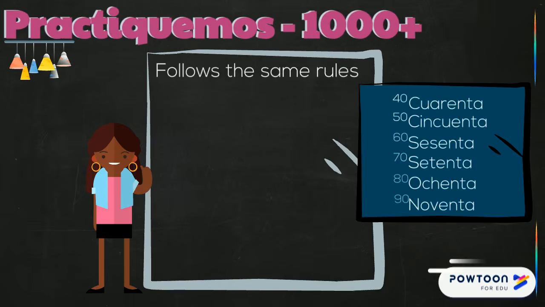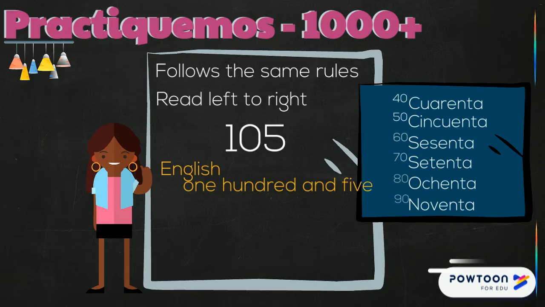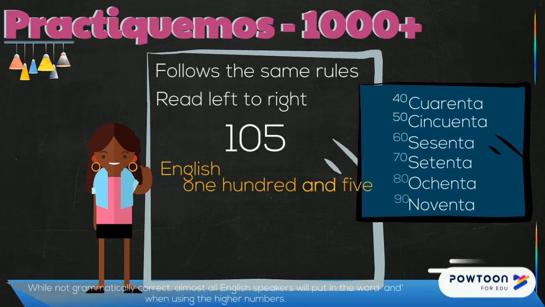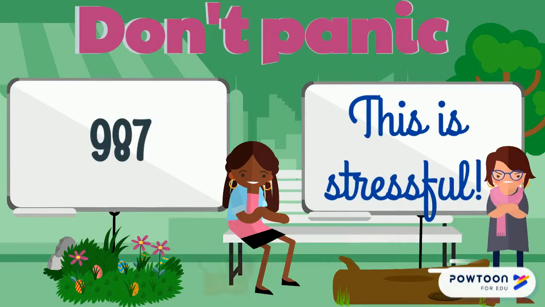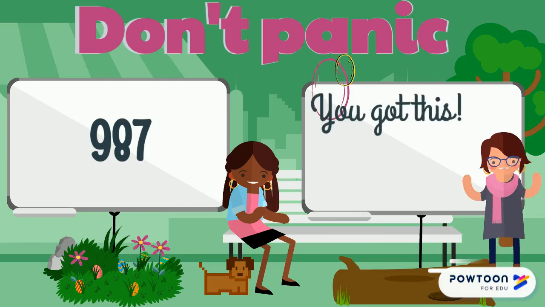It's the same pattern in the higher numbers. So to say 105 would be ciento cinco. The main difference here is that in English, we add in the word and, while in Spanish, we leave it out. Some of us might start to stress when the numbers get higher than 100, but I'll tell you a trick. You say numbers in Spanish almost the same way you say them in English.